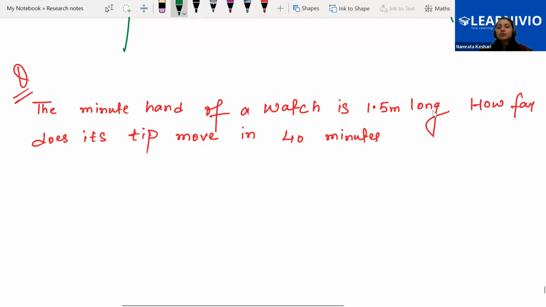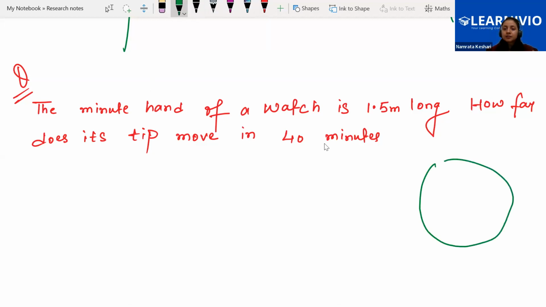The minute hand of a watch is this much long. Okay, how far does the tip move in 40 minutes? That means we have to find here the length of the arc, right? The length of the arc we have to find. How far does the tip move in like 40 minutes? How far it will move? So length of arc we have to find over here, right, Alina?